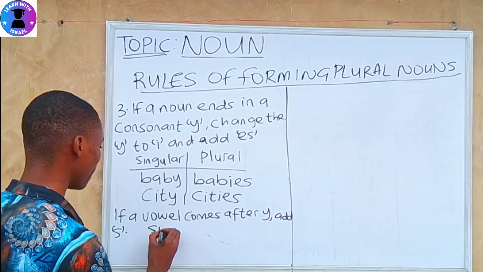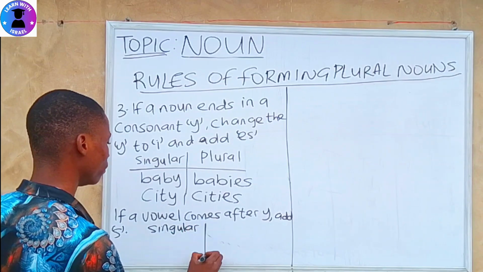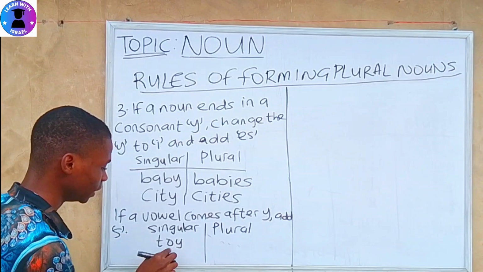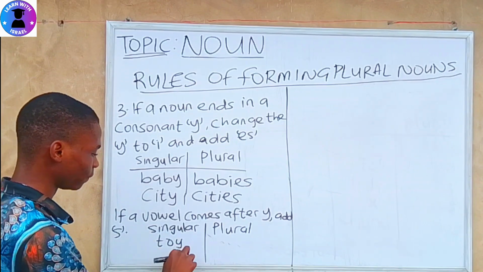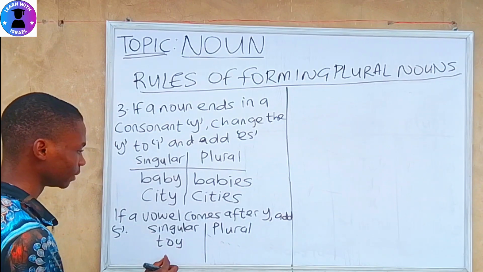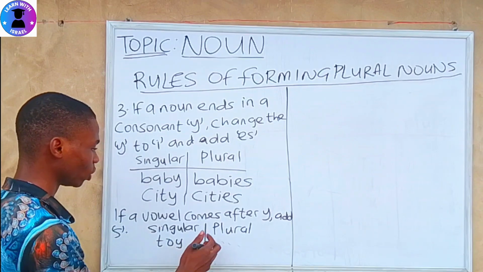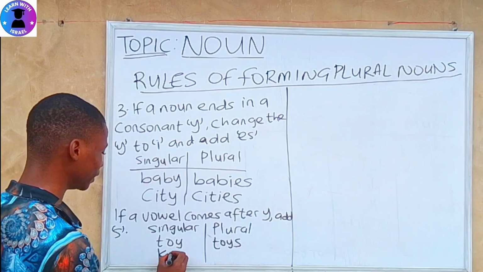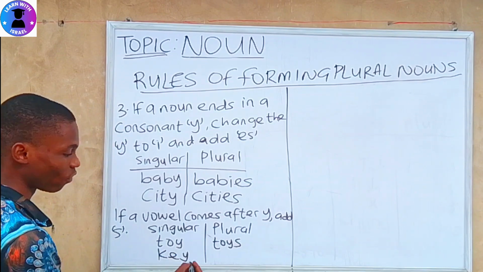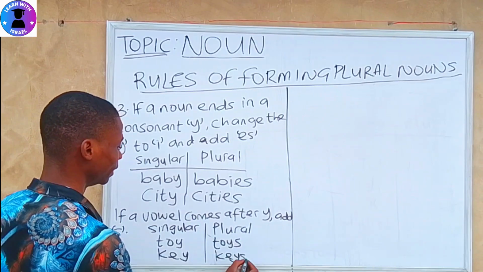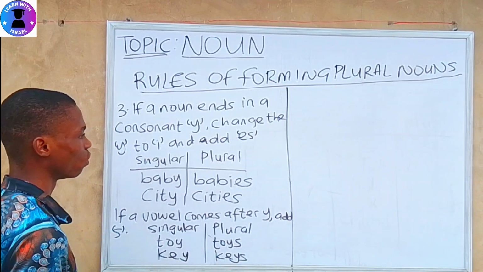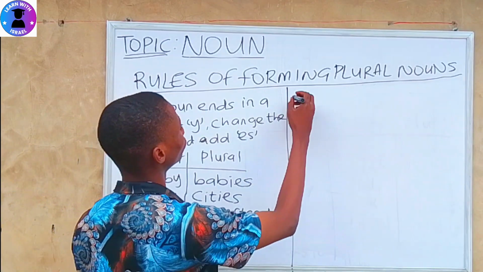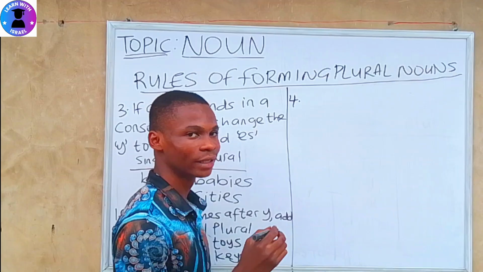As you can see, singular, plural: toy. We have a vowel before the y. So just add s: toys. We also have key. The plural of key is keys. Just add s if a vowel comes before the y. I hope you understand that now. So let's move to the fourth rule of forming plural nouns.